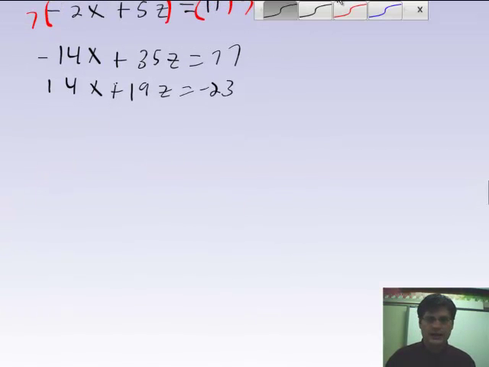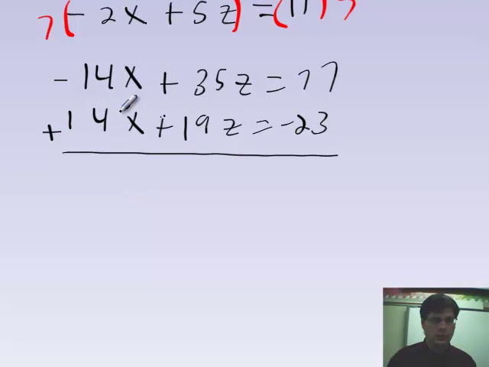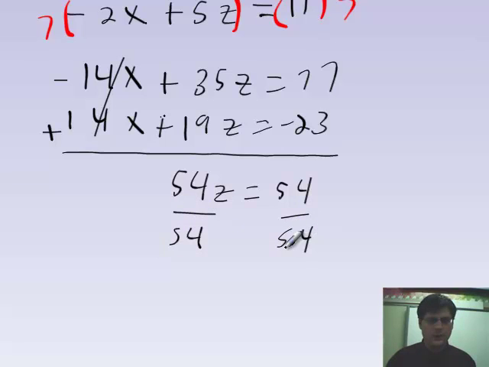All right, so we'll add these together. These cancel, and we're going to be left with 54z is equal to 54. Yeah, 54. It works out nice. Okay, so we divide both sides by 54, and we have our first variable. z is equal to 1. Now it's pretty easy to get the rest of them.